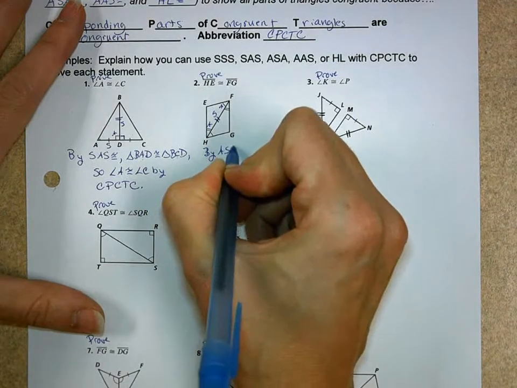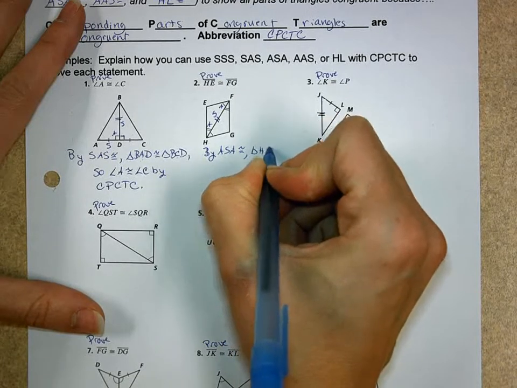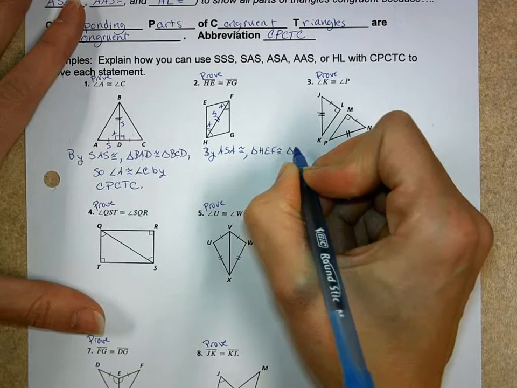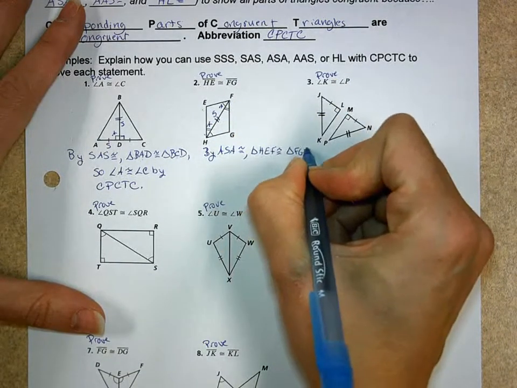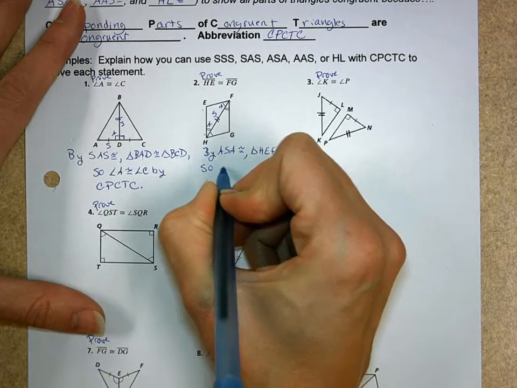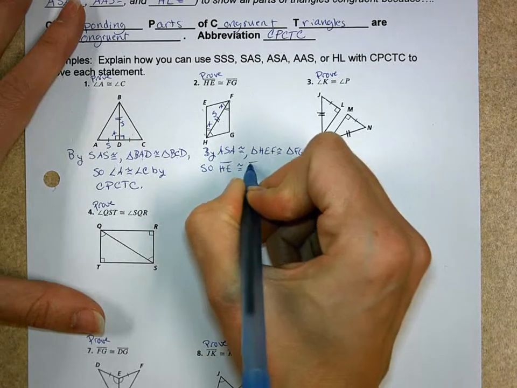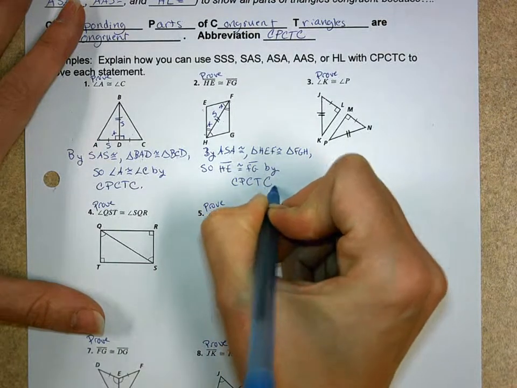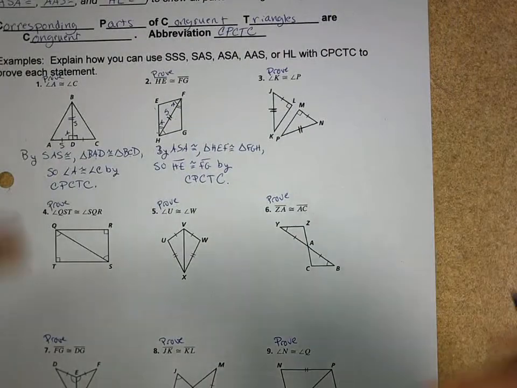By angle, side, angle congruence, triangle HEF is congruent to triangle FGH. If we go HEF, we're going to go FGH. So, what do we have now? Segment HE is congruent to segment FG by corresponding parts of congruent triangles are congruent. And we keep going through all the other examples doing the same thing.